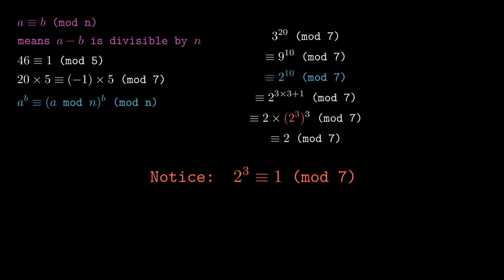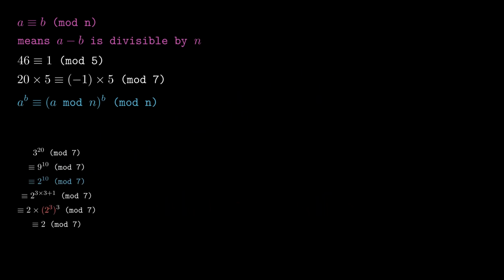So overall, 3 to the 20 is congruent to 2 to the 10 is congruent to 2. The effort-saving idea we use here is to write 10 as a multiple of 3 plus some remainder, so we can use the fact that 2 to the 3 is congruent to 1 to cancel things.